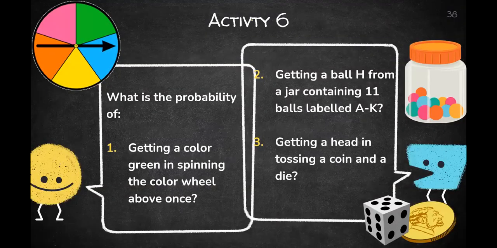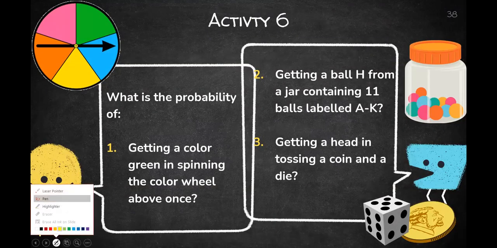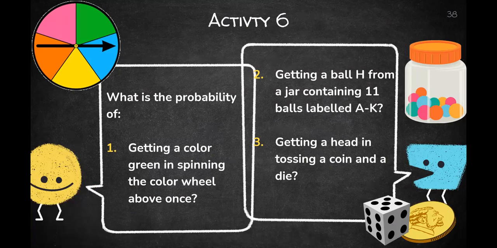Which leads us to activity 6. Okay, activity 6. What is the probability of getting a color green in spinning the color wheel above once? Getting a ball H from a jar containing 11 balls labeled A to K, and getting a head in tossing a coin and a die. Now, I won't be revealing the answers today. I'll just give this one for a bit of help.